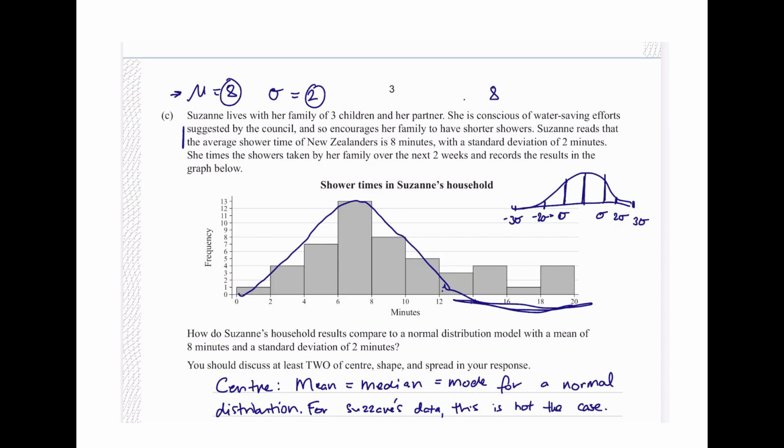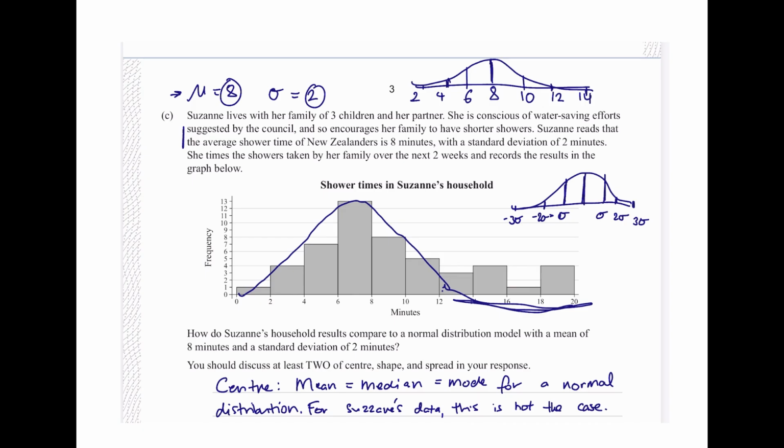Then 1 standard deviation out should be 6 and 10. 2 standard deviations out should be 4 and 12. And then 3 standard deviations out should be 2 and 14. So this is our normal distribution, and this is all in minutes. This is our mean here. 1 standard deviation out, 2 standard deviations out, 3 standard deviations out.